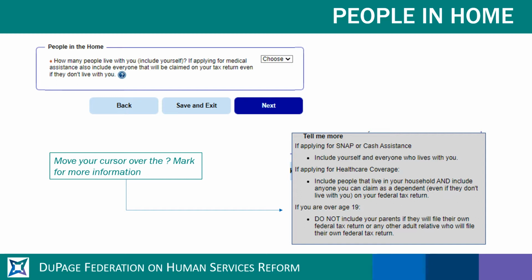And then later in the application, depending on how you enter a relationship and whether or not they eat together and things like that, that is what will help the state make the determination. I'll show you some screenshots with that as well.